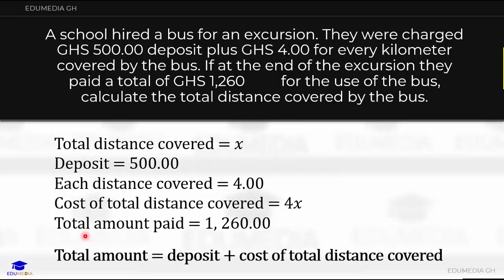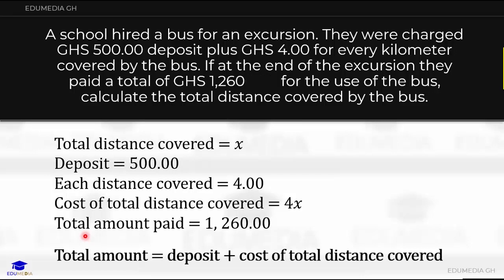Cost of the total distance covered, we don't know that. But we know that every distance that we have covered is 4 cedis. And we are looking for the total distance covered, which is represented as x. Therefore, the cost of the total distance covered is now going to be 4 times the total distance covered. So that's why we have 4x. The total amount paid is 1,260 Ghana cedis.